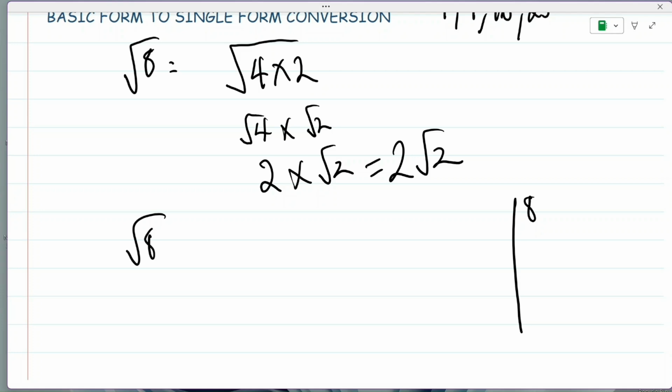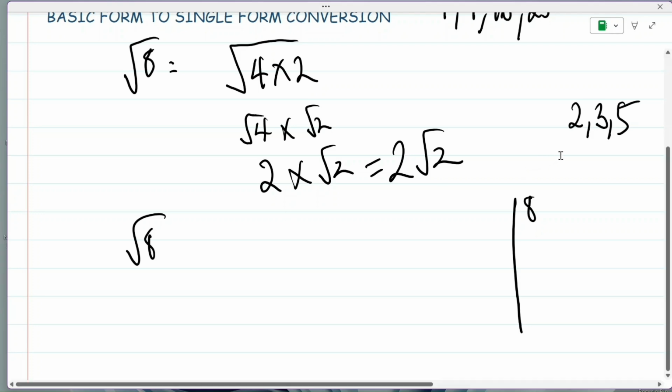Let's write our prime numbers. The first prime number is 2, not 1. We have 3, we have 5, and so on. So we start dividing by the prime numbers, starting from the lowest, if it can go through without a remainder. So we start with 2. 8 divided by 2 is 4.